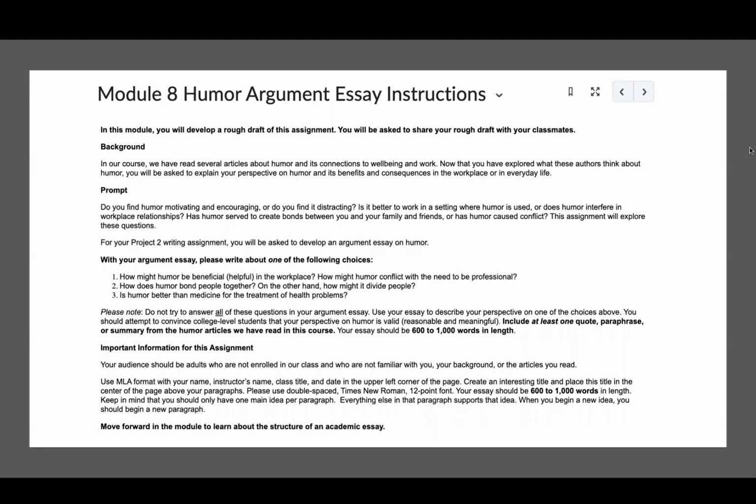In this module, you can start developing a rough draft, but we will hold off and we'll share our rough draft with our classmates next week. What we will do is develop an outline for the essay. And so make sure to read the instructions, that you understand fully what you're asked to write. And notice that there are 3 choices, and you only want to choose one of these choices.